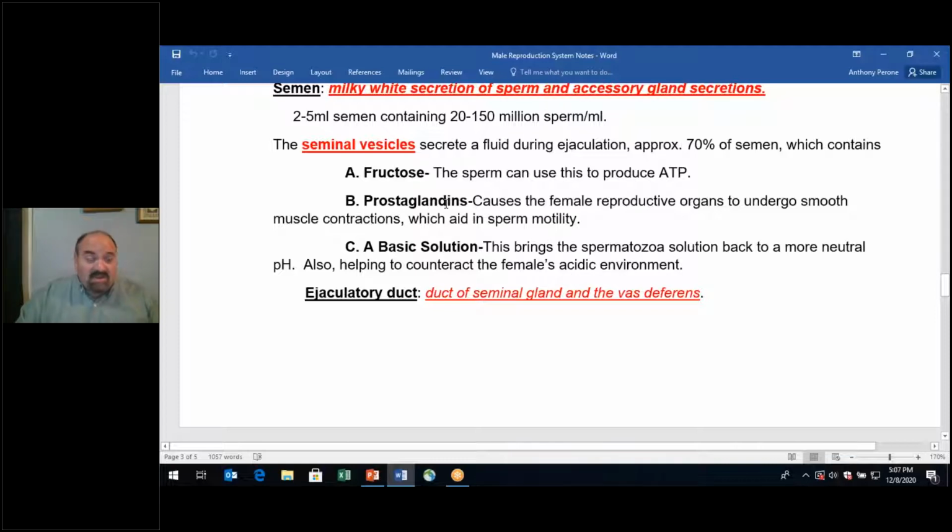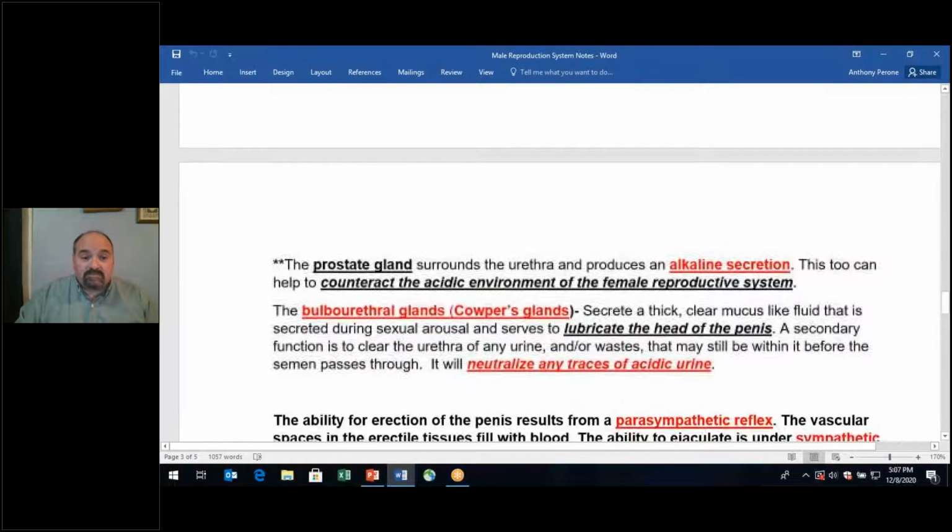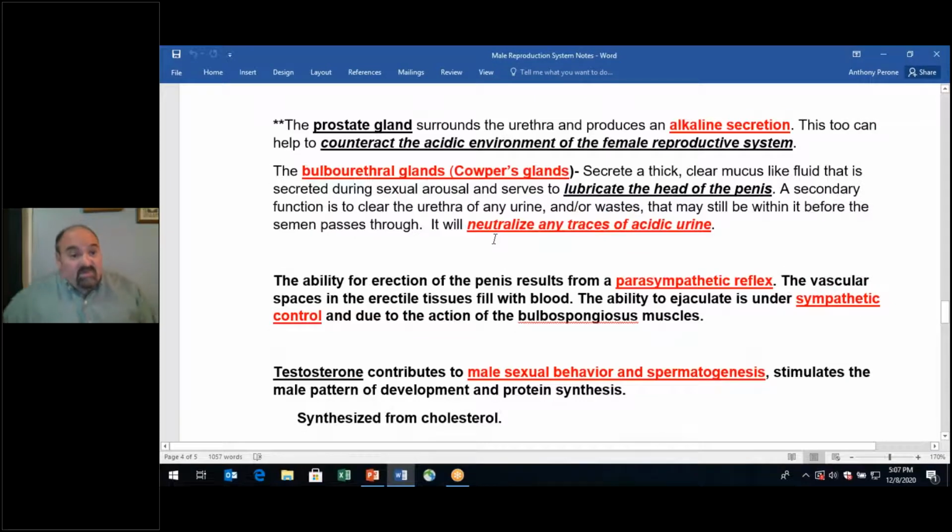Quite interesting. And then prostaglandins are present also in order to cause the female reproductive organs to undergo smooth muscle contractions, which also aids in propelling the sperm deeper within the female anatomy to reach the fallopian tubes, the uterine tubes, in order to allow fertilization to occur there. The prostate gland also secretes an alkaline solution, counteracting the acidic environment of the female reproductive system.